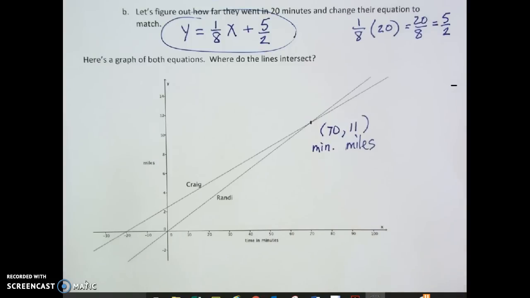So both Craig and Randy went 11 miles in 70 minutes. Let's see, how long did it take Randy to catch up? Well, there we have it, 70 minutes. If they kept going, it would take him 70 minutes to catch up.